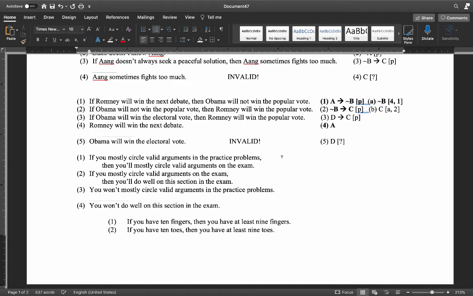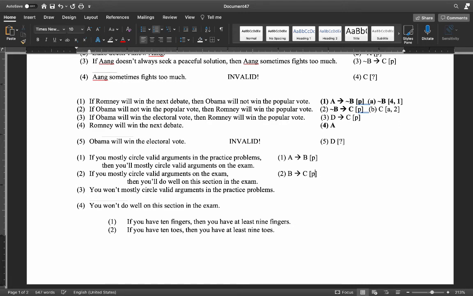Okay, so number 1 here: if you mostly circle valid arguments in the practice problems, if A, then you'll mostly circle valid arguments on the exam, B. That's a premise. Now you get to number 2 here. If you mostly circle valid arguments on the practice exam, that was B, then you'll do well on this section of the exam. That's a new one.